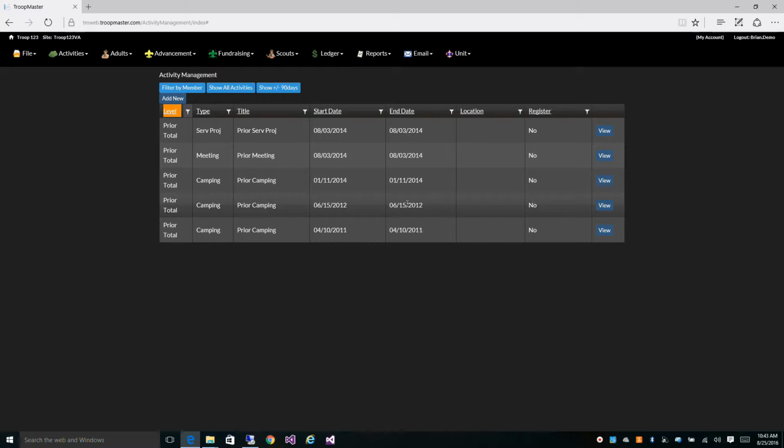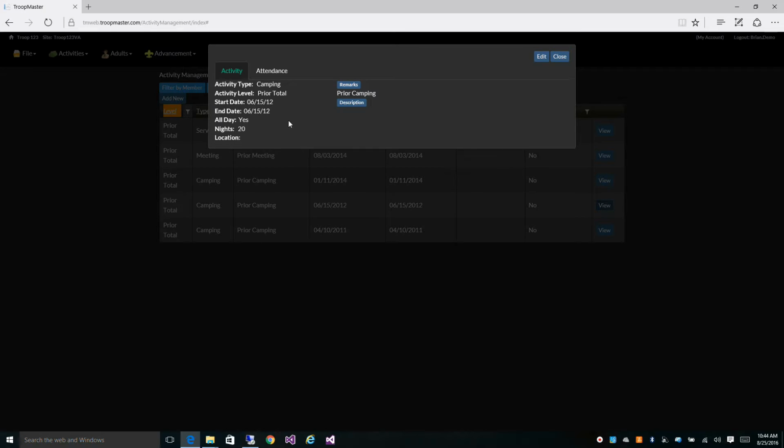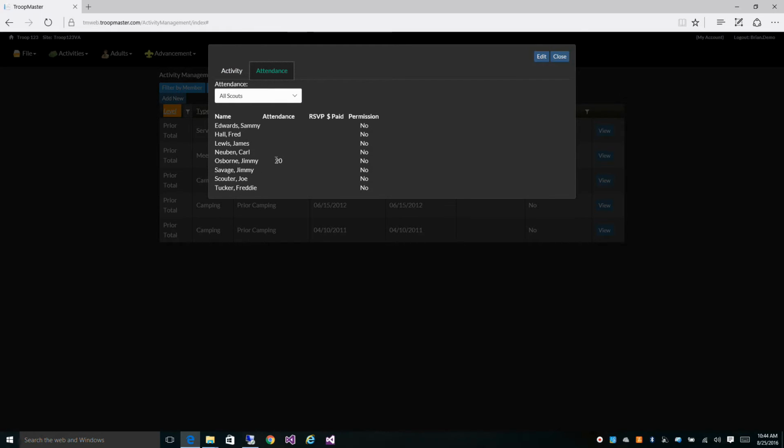I gave him, he had 20 nights of camping from Troop 1. So what I did, I created an activity of level prior total and of type camping. I gave it a title of prior camping so I would know what it is. And you can see that activity has an amount of 20 nights. And under attendance, I gave Jimmy his 20 nights.